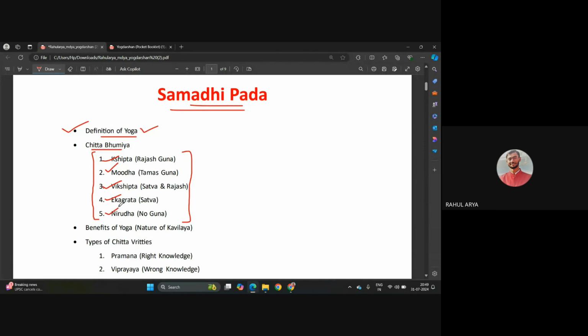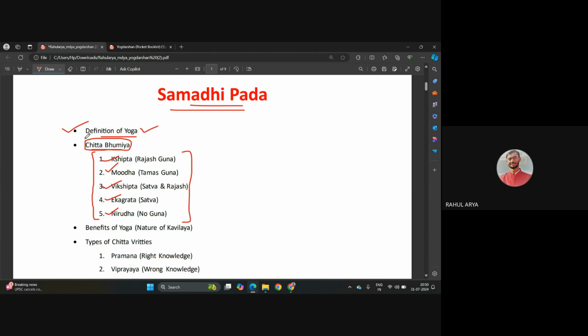So it's my personal suggestion to you, if you want a very good command of the Yogdarshan, then you should read the Vyasa Bhasya. Okay? For example, the Chitta Bhumis are described in the Vyasa Bhasya, not in the Yogdarshan. As many things are described in the Vyasa Bhasya, you will not get them in the main sutras, but they are important.